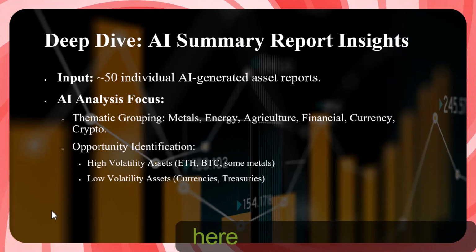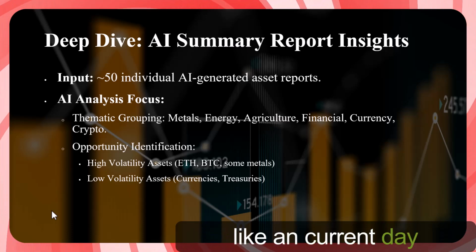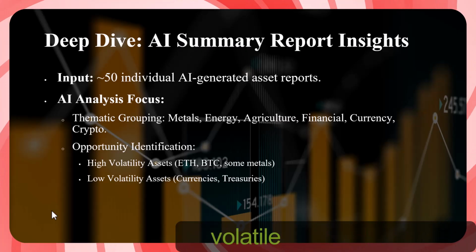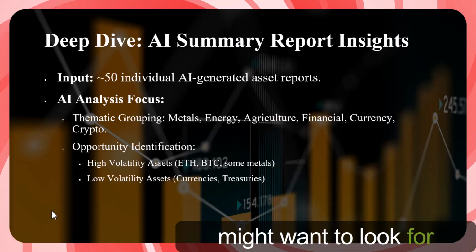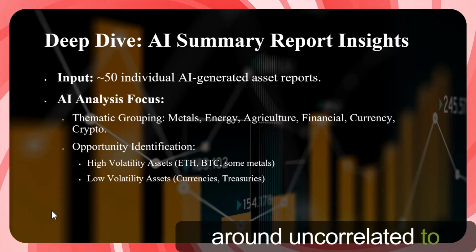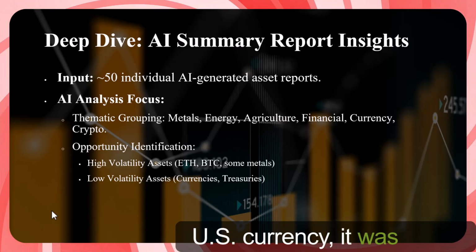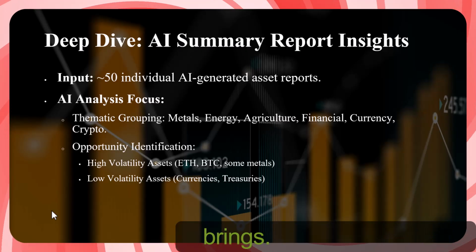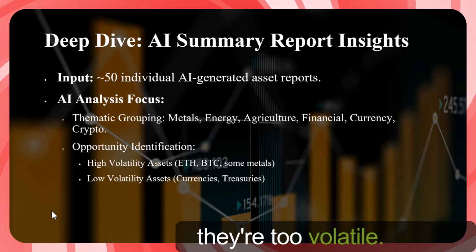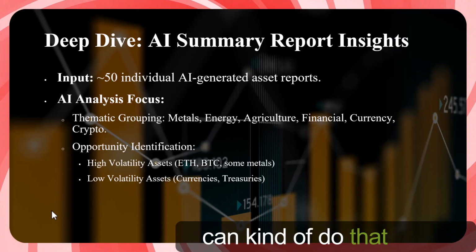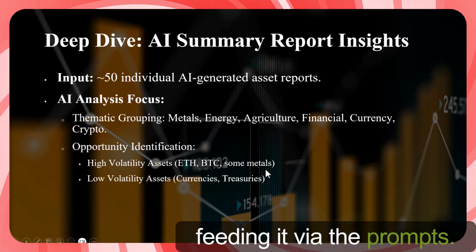Another key item here is you want to correlate it. In current day, for anything that might be very volatile and not looking great down the future, you might want to look for things that are uncorrelated to U.S. Treasury because of the high debt of the country, the U.S. currency, the U.S. dollar, because of the risk that brings, and on top of that the stock markets themselves, because they're too volatile. We can do that in the analysis, just by feeding it via the prompts.